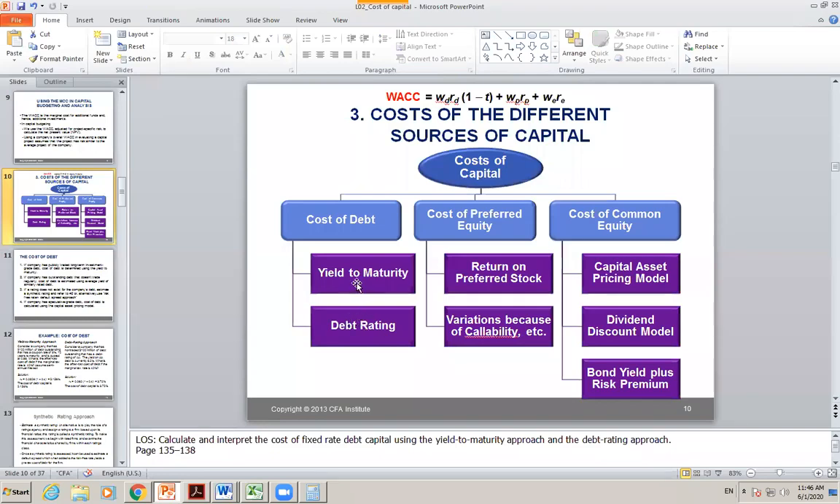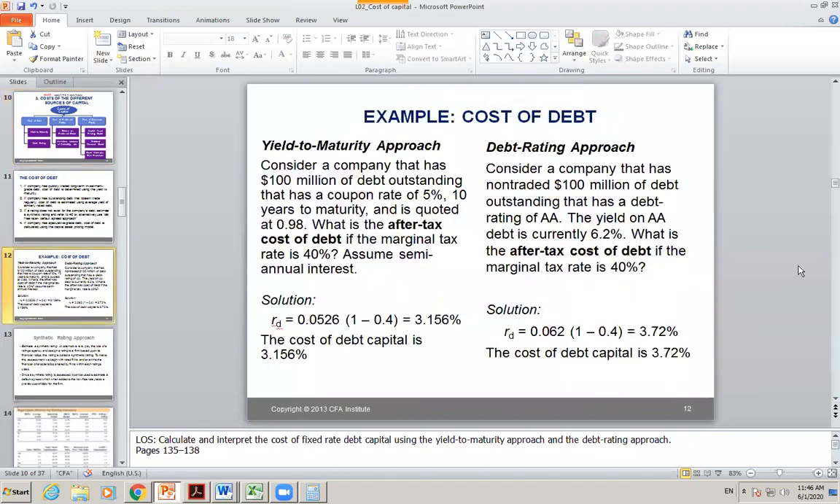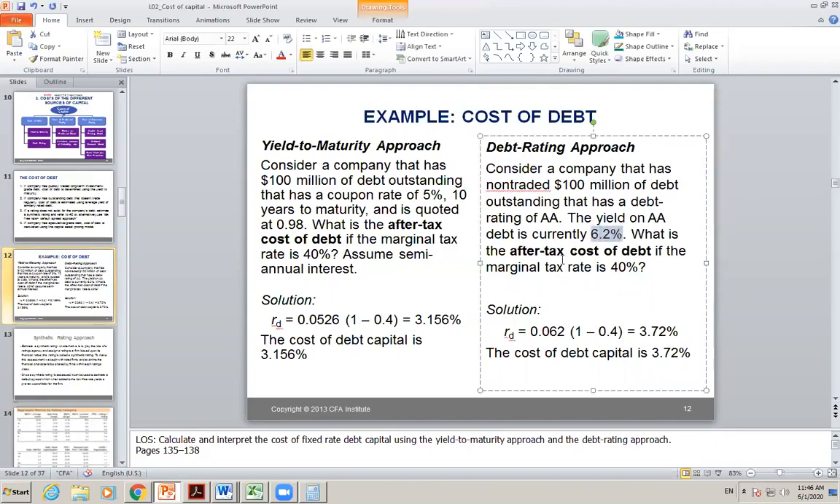And cost of debt can be found using the YTM or debt rating, or if debt rating is not available and YTM is not available, we're going to use the synthetic approach where we estimate and rate them ourselves. Okay, and coming to the debt rating approach, consider a company that has contracted 100 million of debt outstanding and has a debt rating of AAA, and the yield on AAA is currently 6.2%. So what is the after-tax cost of debt?